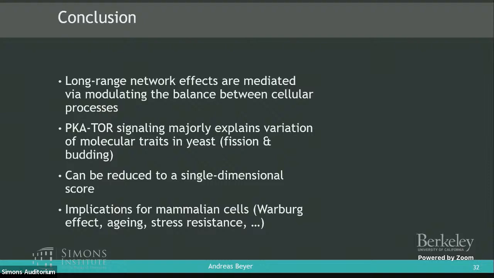I think you all know the Warburg effect, which is also changing this balance between glycolysis and oxidative phosphorylation. This is also very important during development. So when cells go from an ES cell state to later differentiation states, the balance between glycolysis and oxidative phosphorylation is changing as well. But this also has major impacts on the general organization of the cells during differentiation. Obviously, this has impact on stress resistance. So the importance of TOR signaling is well known also in animals.